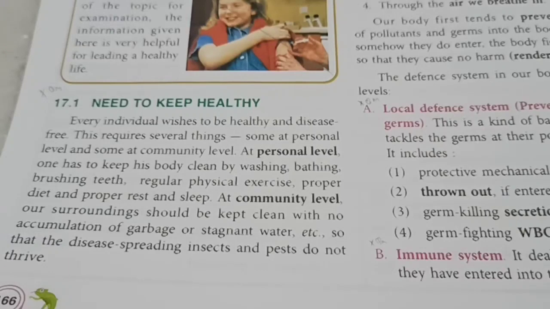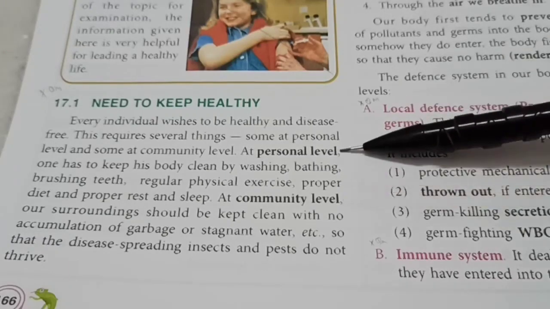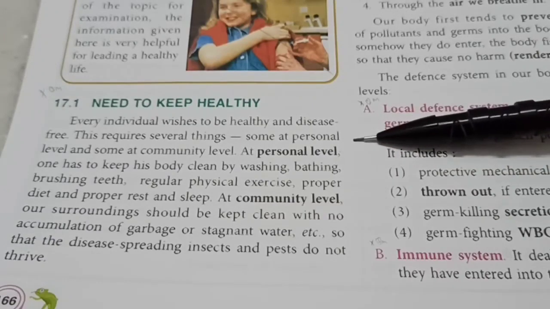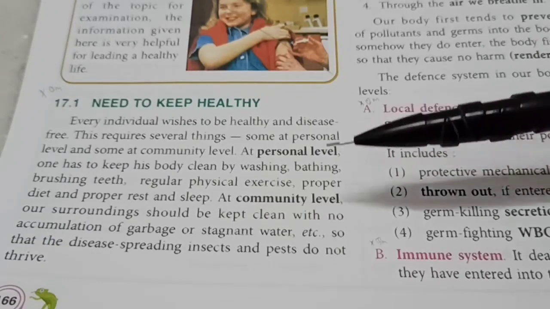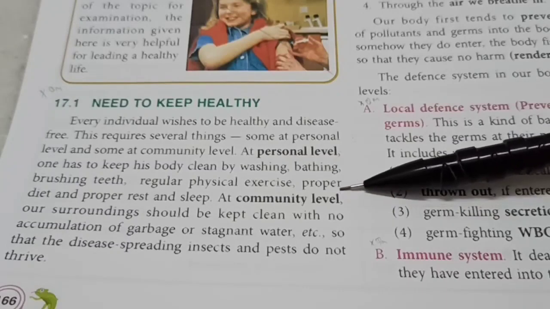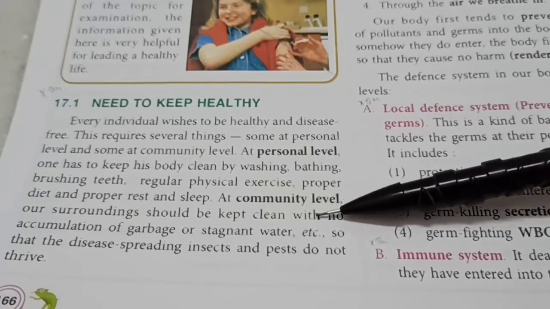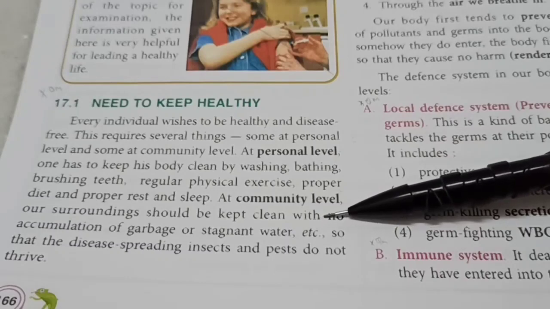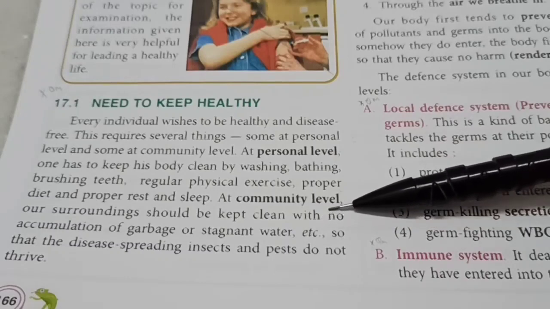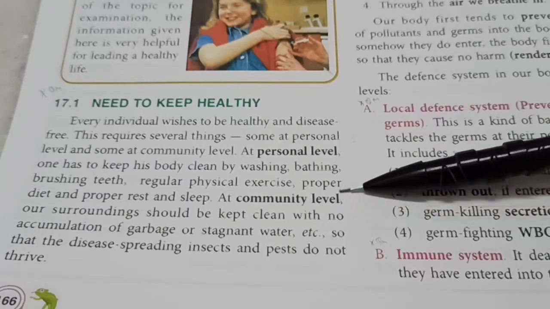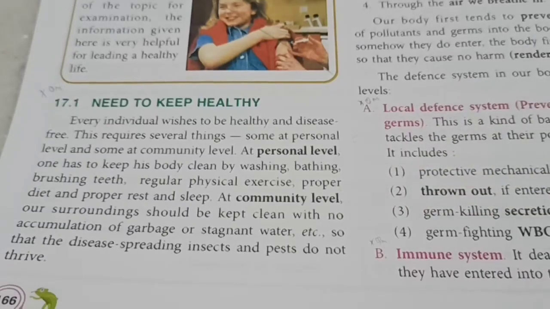Maintaining our health happens at two levels. At the personal level, we have to maintain hygiene, but that may not be enough. We have to maintain the cleanliness even at the community level. Because no matter how clean your body or your house is, if there is stagnant water around your house, then it could lead to malaria or dengue spreading across the people in your neighborhood.